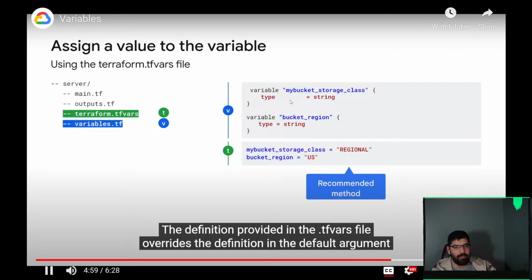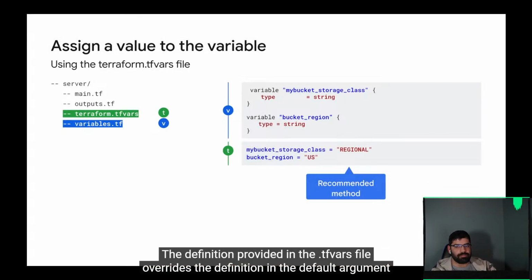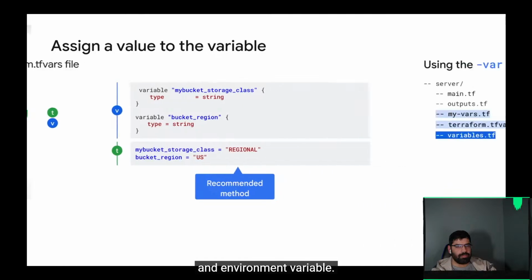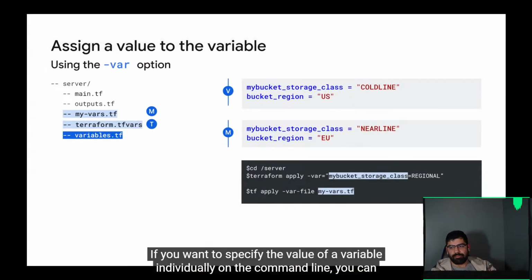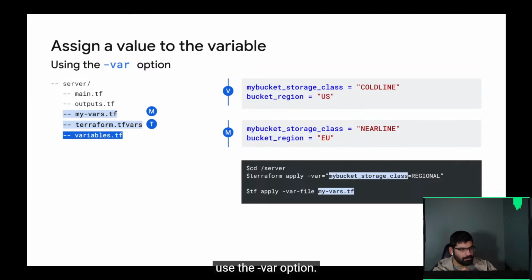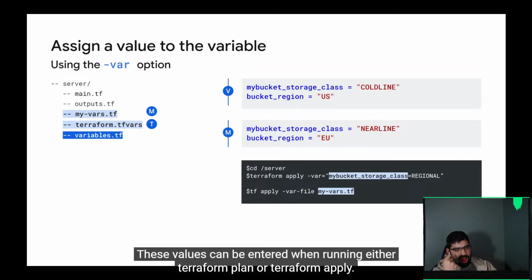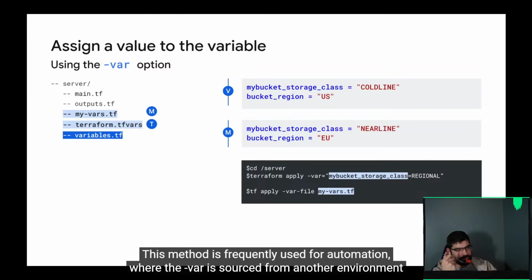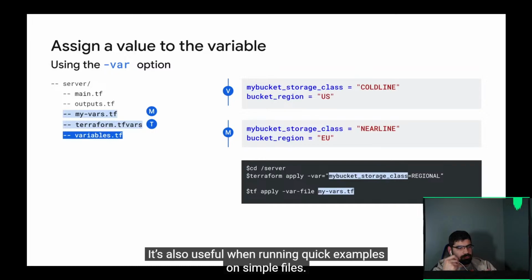The var-file overrides the definition in the default argument and environment variable. If you want to specify the value of a variable individually on the command line, you can use the -var option. These values can be entered when running either terraform plan or terraform apply. This method is frequently used for automation, where the -var is sourced from another environment variable. It's also useful when running quick examples on simple files.